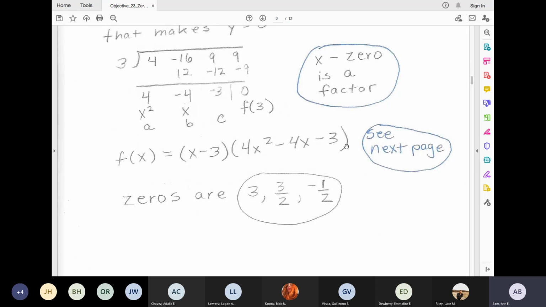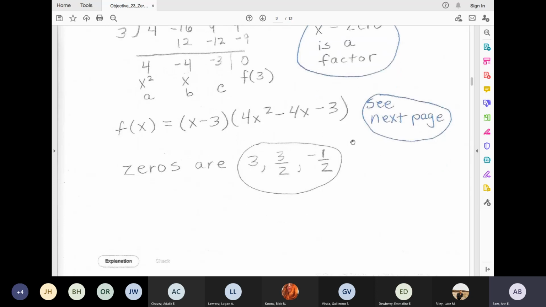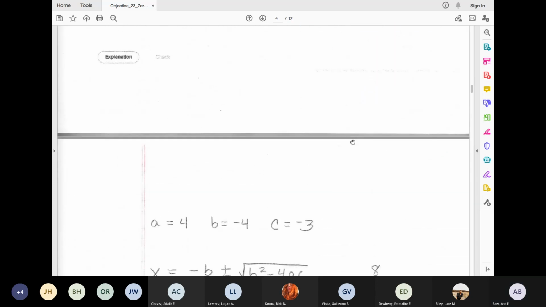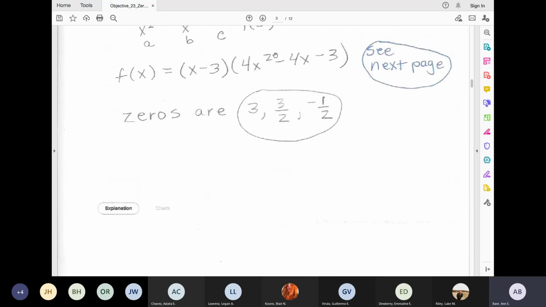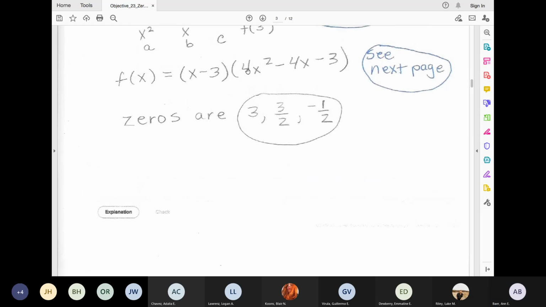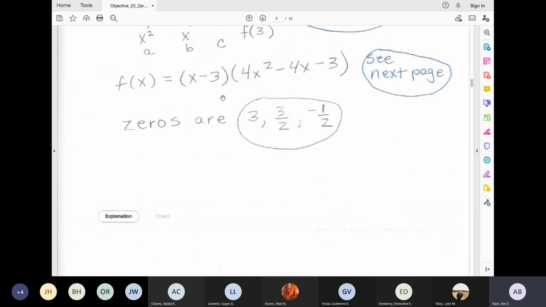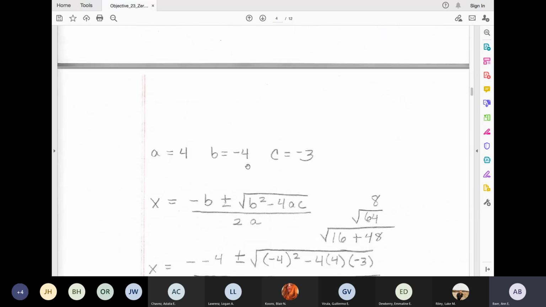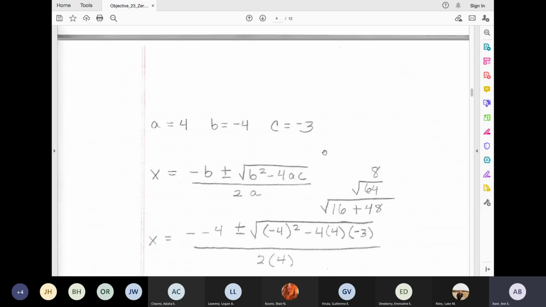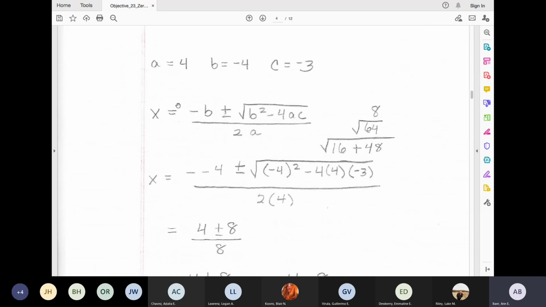So we want to see the next page. And what we really want to do here is set this factor equal to 0 and solve for x using the quadratic formula. And let's identify our A, B, and C. Here are A, B, and C: 4, -4, and -3. Let's use the quadratic formula.